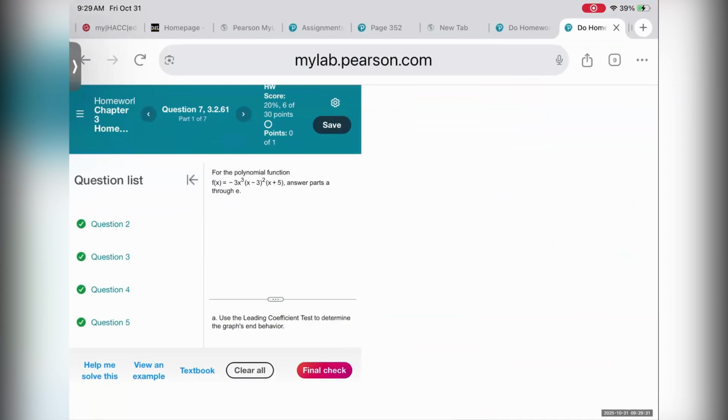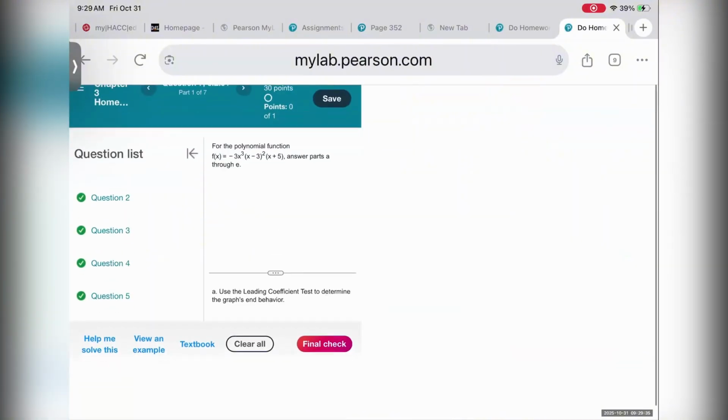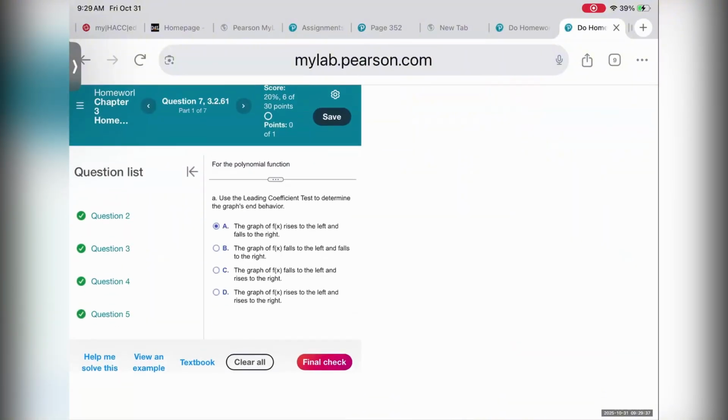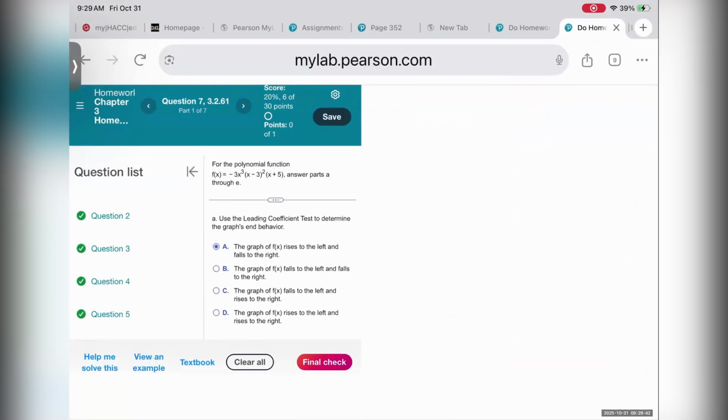Okay. So that's a 6-degree polynomial. That's 6. Wait, when it's 6, it's never mind. I don't know why it looks like that. Anyway, so it rises to the left and falls to the right. That's what it looks like.